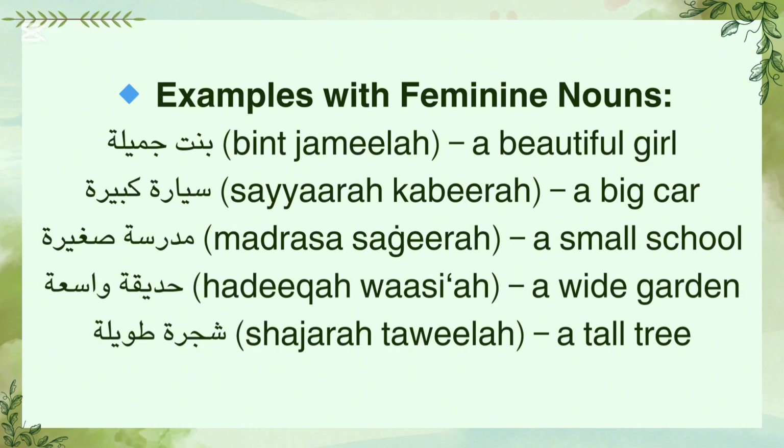Then we have Hadika Wasiya, a white garden. Wasiya is the adjective. Since hadika ends with ta, the wasiya will also end with ta. Then we have shajara tawila. Shajara tawila, a tall tree. If shajara didn't end with ta, it would be tawil, but it's ending with ta.